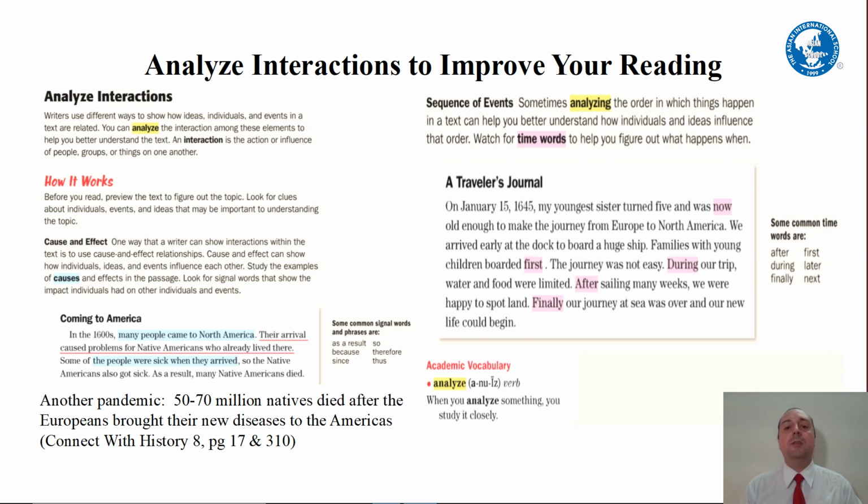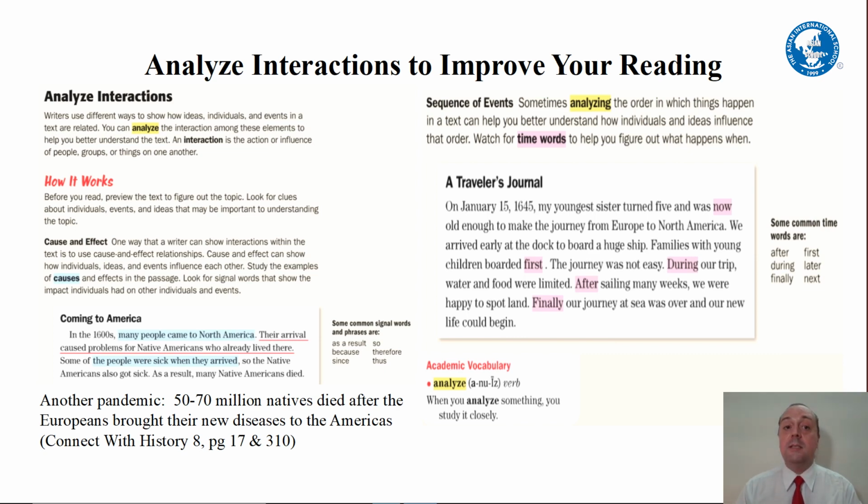A Traveler's Journal. On January 15th, 1645, my youngest sister turned 5 and was now old enough to make the journey from Europe to North America. We arrived early at the dock to board a huge ship. Families with young children boarded first. The journey was not easy. During our trip, water and food were limited. After sailing many weeks, we were happy to spot land. Finally, our journey at sea was over and our new life could begin.